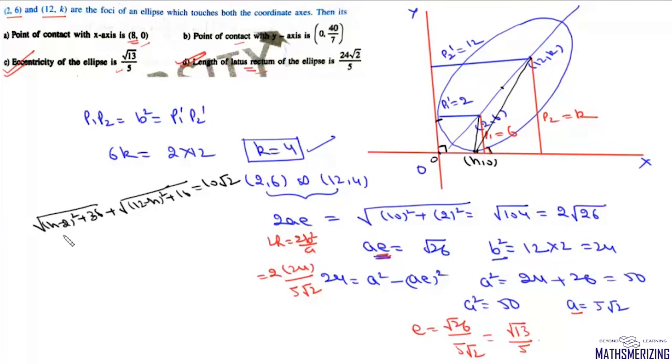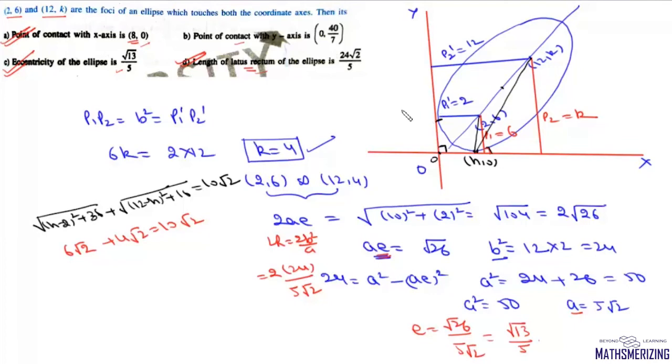Now rather than solving this equation, I'll verify whether (8, 0) satisfies this condition. If we put h as 8, it will be 36 plus 36, 72, so it will be 6 root 2. And then 12 minus 8 is 4, 4 square is 16, so 16 plus 16 is 32. It will be 4 root 2, and the sum is 10 root 2. That is, (8, 0) satisfies this condition. So the point of contact with the x-axis is (8, 0). In the same way, we can do it for the y-axis also.